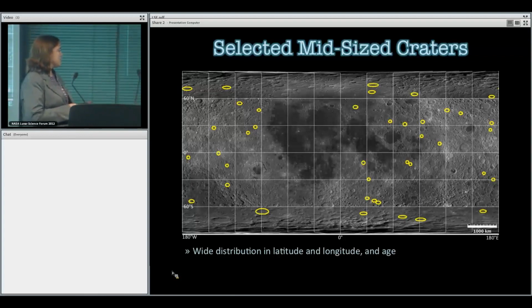But it still remained a wide distribution in latitude and longitude, and actually also age. Although we did not examine craters younger than about 1 billion years, like Tycho and Copernicus, because they just don't have enough of these 1 kilometer craters on them for the statistics we need.